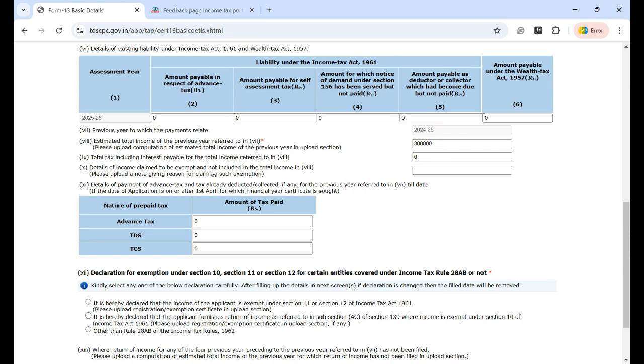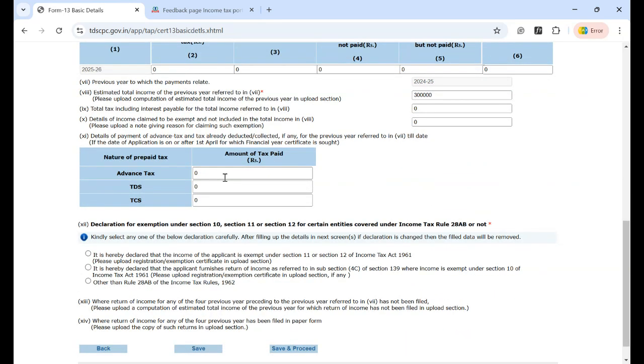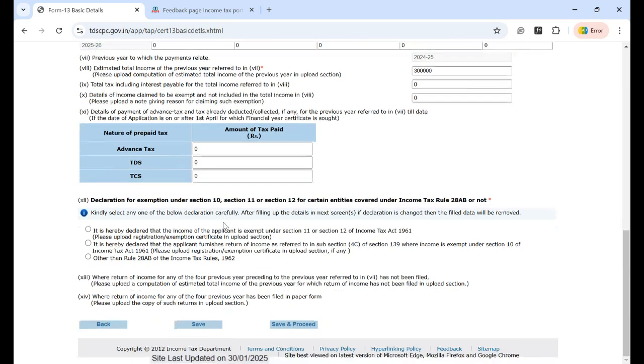Details of income claimed to be exempt. There is no exempted income. I'm not claiming any exempted income. So I'm not required to pay any advance tax, TDS, etc. If I was required to pay and I paid, then we are required to provide the information of those payments. Declaration for exemption. I am not claiming any exemption under section 10, 11 or 12. Then I need to proceed.